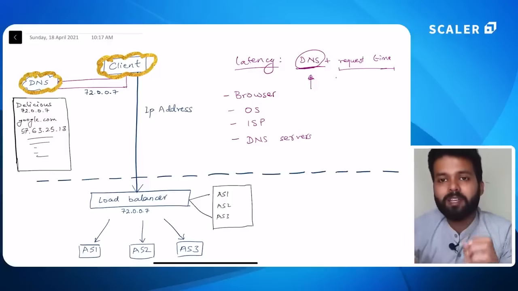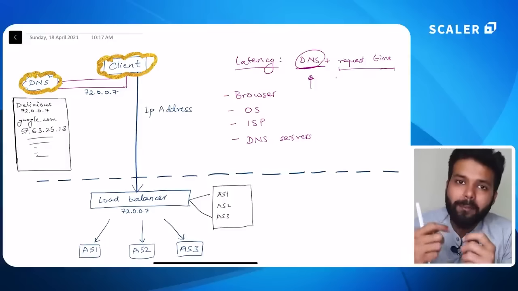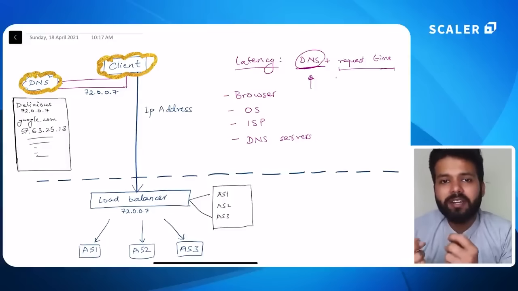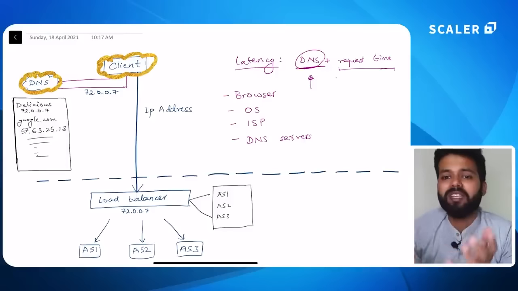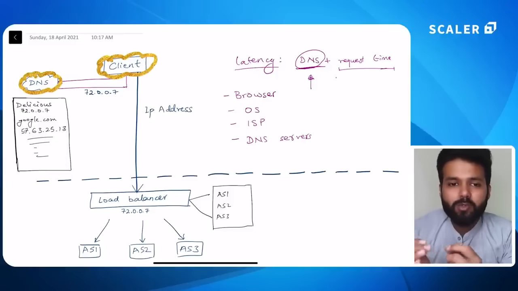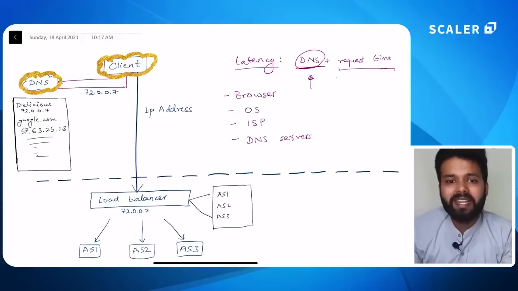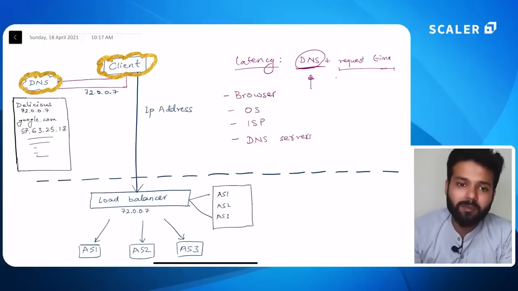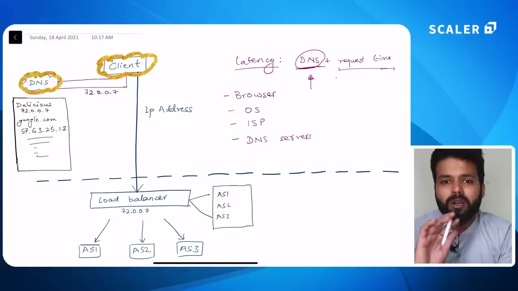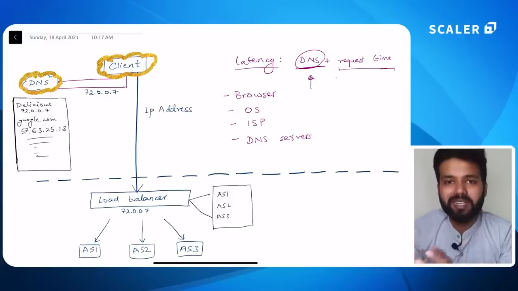And because it is replicated across the globe, updating or changing the IP address on these DNS servers is not a very easy task. This change will have to be propagated to the entire world, which might take hours or even days in some cases. I have a wonderful resource in the description that you should refer to understand how a typical DNS works.